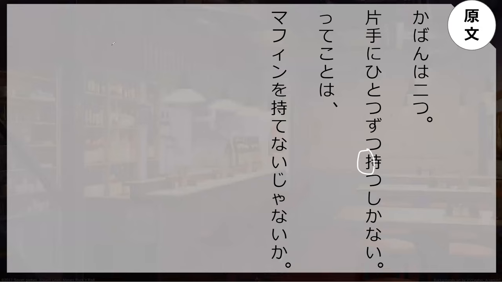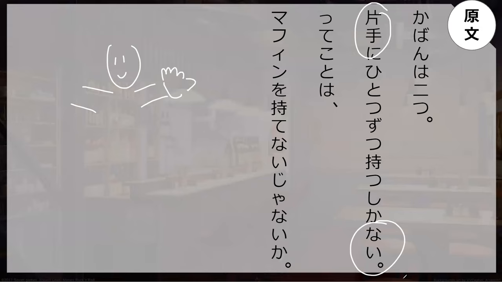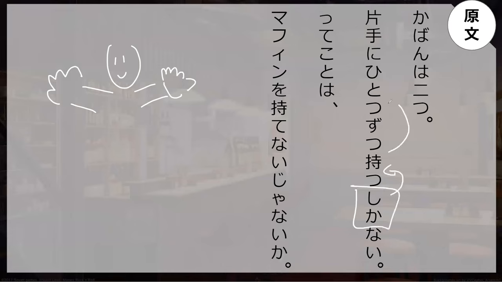So how many hands does he have? He had one hand here, so it's katate ni hitotsu zutsu. So in the context, he's talking about one hand, one at a time. In one hand, motsu shika nai. And this shika nai is shika, only, nai, not. So except for holding only one piece per hand, nai.